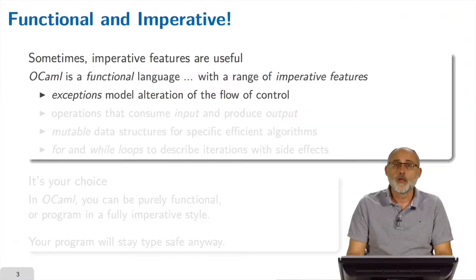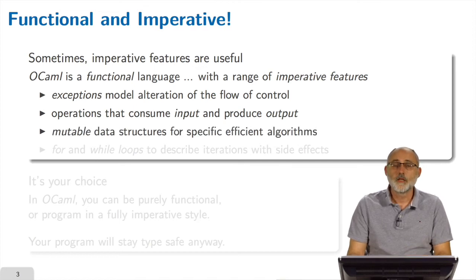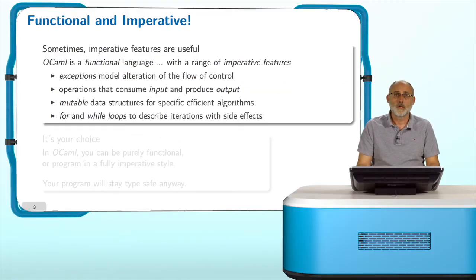For example, we will discover that there are exceptions that are useful to model alteration of the flow of control or capture exceptional situations. We have operations for interacting with the outside world, input and output, which are of course modifying the state. Then you have data structures which can be modified in place. They are mutable and they are useful for very specific, efficient imperative algorithms. And of course you have a specific syntax to help you write for and while loops in the usual way.